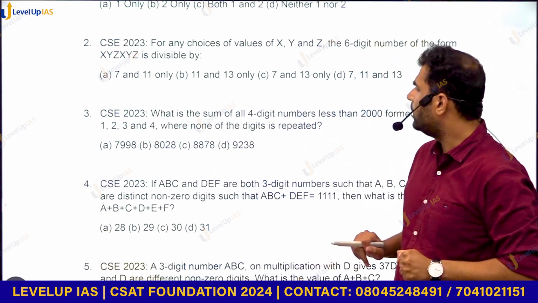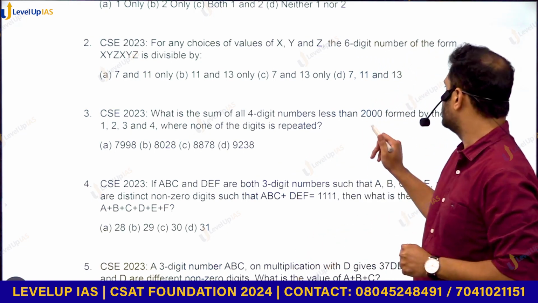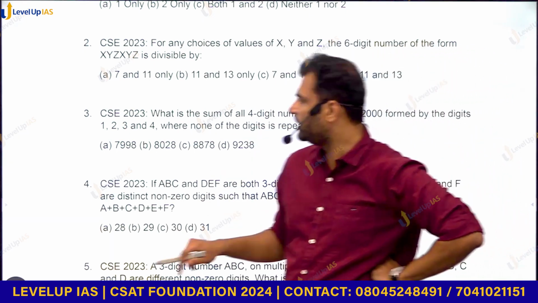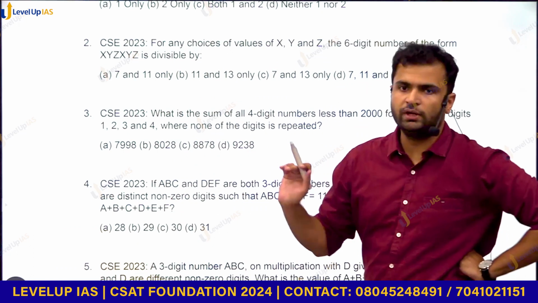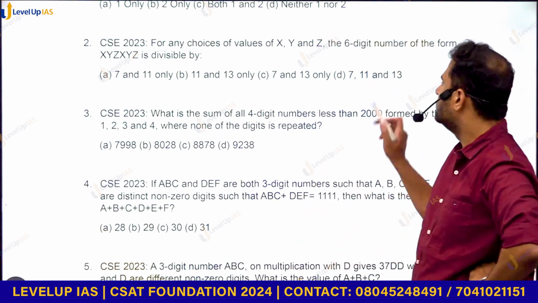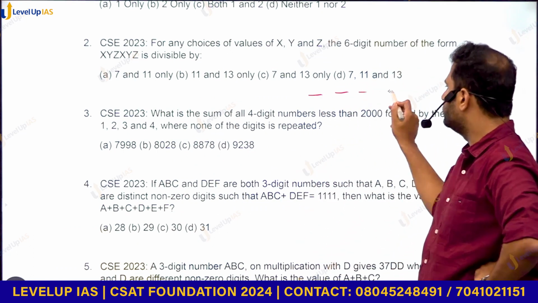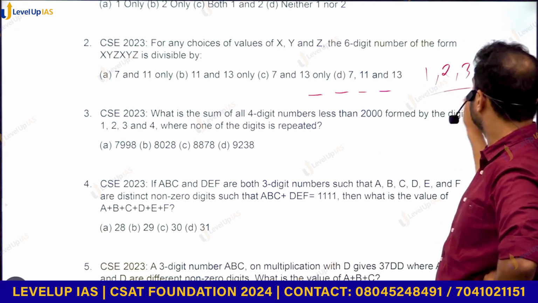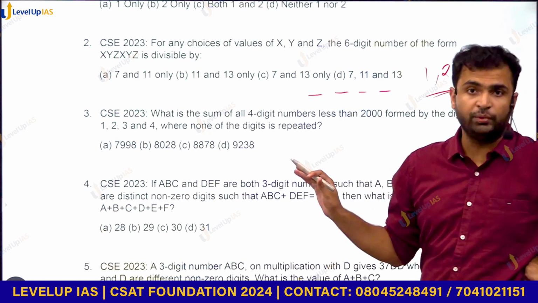What is the sum of all 4-digit numbers less than 2000 formed by the digits 1, 2, 3, 4 where none of the digits is repeated? See, firstly we have to form 4-digit numbers. So we have 1, 2, 3, 4, all of them out of 1, 2, 3 and 4. And none of the digits is repeated, that is also given.